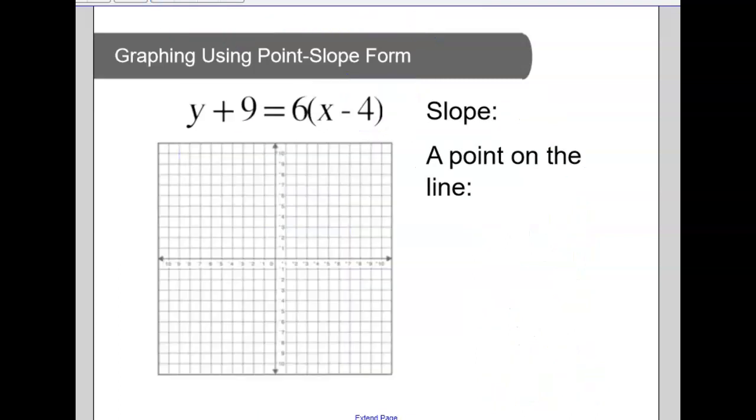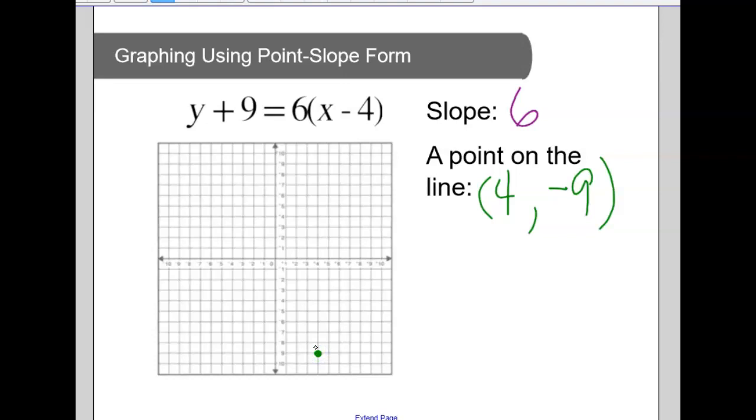Okay, here's our last example. Again, we want to do what we did before, identify the slope and a point on the line. The slope is 6, and a point on this line, it's x minus 4, so that's going to be positive 4 there, and then y plus 9, so the point is going to be 4, negative 9. I'm going to go right 4, down 9, and that's going to be my first point.